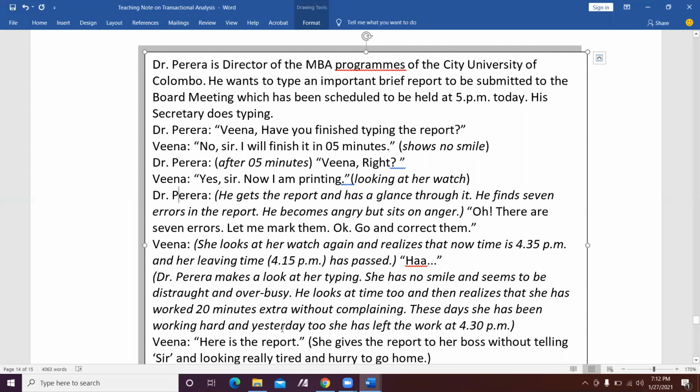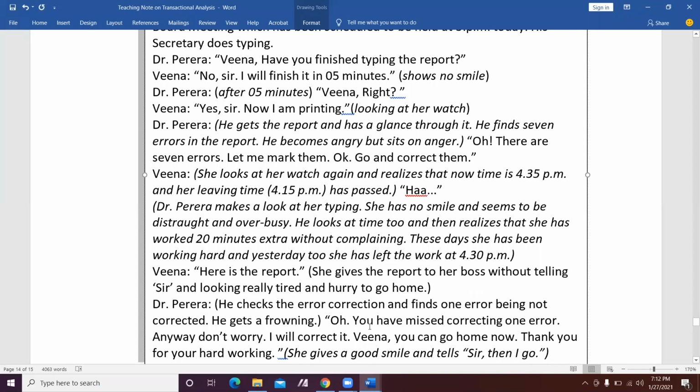Veena: Here is the report. She gives the report to her boss without saying sir, looking really tired and in a hurry to go home. Dr. Pereira checks the error correction and finds one error not corrected. He gets a frown. There were 7 errors. 6 errors were corrected, but still 1 error remains not corrected.